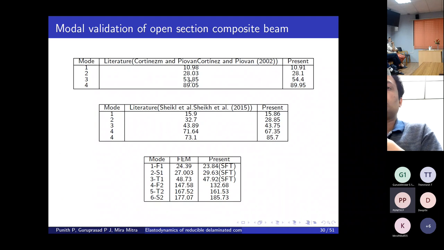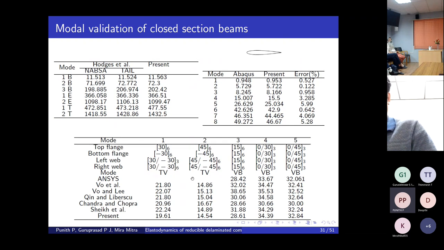And for the open and closed cross-section beams, we have done validation for a C-section beam in table 1 and for an I-section beam in table 2, and also with the FEM results in the third table, with our model. So we were having very close results with the FEM and the experimental results. And again, for the closed cross-section beam, we have done the validation for a closed cross-section pipe, for a NACA 0012 symmetric airfoil, and for the box cross-section beam, with the experimental results and other computational models as well.